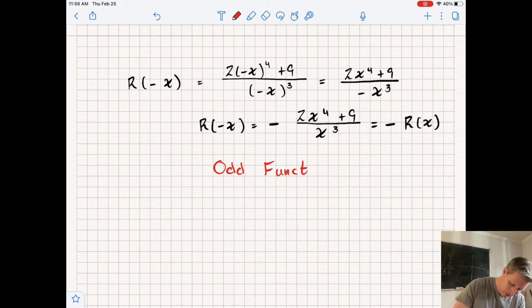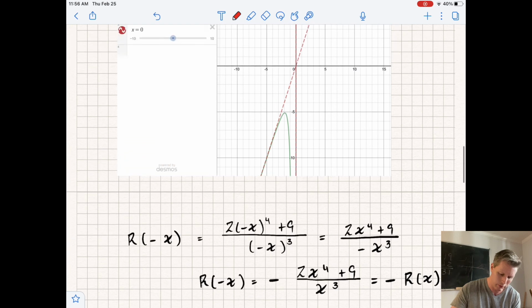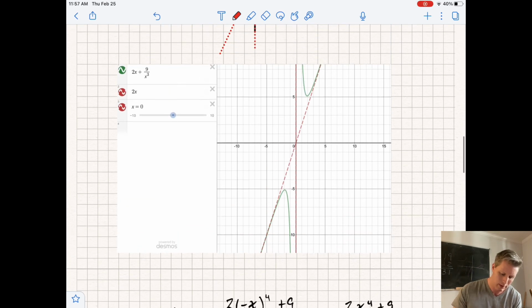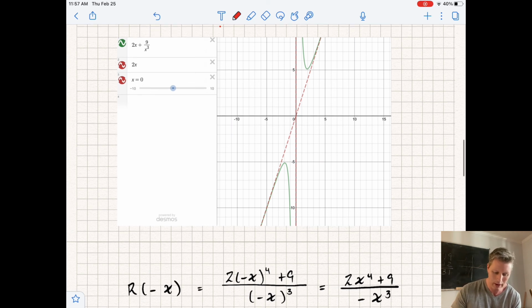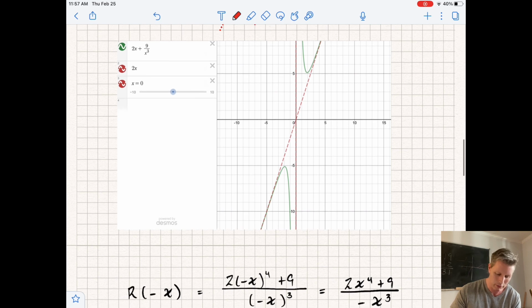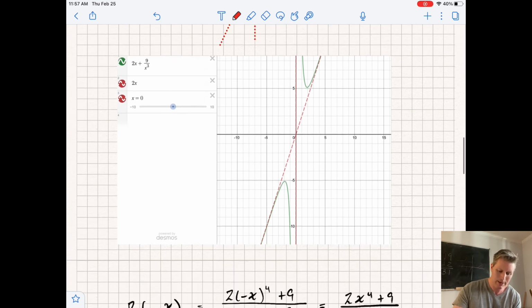We have point symmetry across the origin, all right? And sure enough, if we look, we can see that indeed we do have that point symmetry. It is symmetric about the origin. So just to point out that this function does have some symmetry in it too. And that's it. That's that problem. That's how we go about it. Thanks a lot.